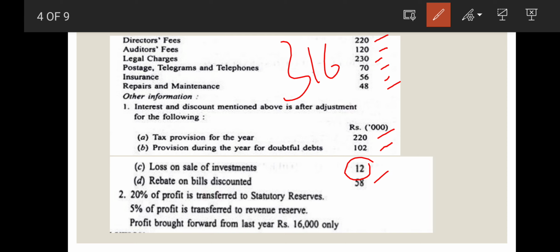Next, the second adjustment: 20% of profit is transferred to the statutory reserve, and 5% is transferred to revenue reserve. Profit brought forward from the last year 16,000. It will be dealt with in number 4 if it is an appropriation, but if the profit brought forward from the last year is treated in number 3. So we solve the sum.